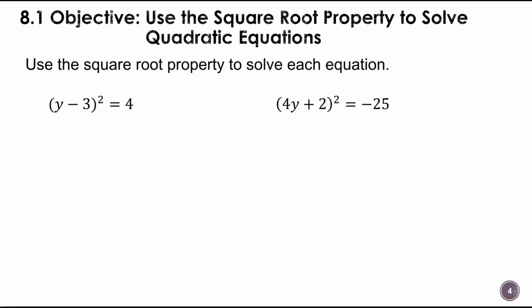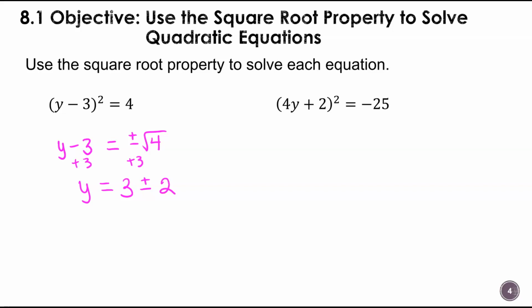Now these look a little bit different, but they do work the same way. If I take the square root of y minus 3 squared, it's going to be y minus 3. So we apply that square root property the same way. We'll say y minus 3 equals plus or minus the square root of 4. Well, then I have to solve for y, right? So I'm going to add 3. This is really important. When you add 3 to both sides, the 3 needs to go in front of the plus minus. Also, we can take the square root of 4, which is 2.